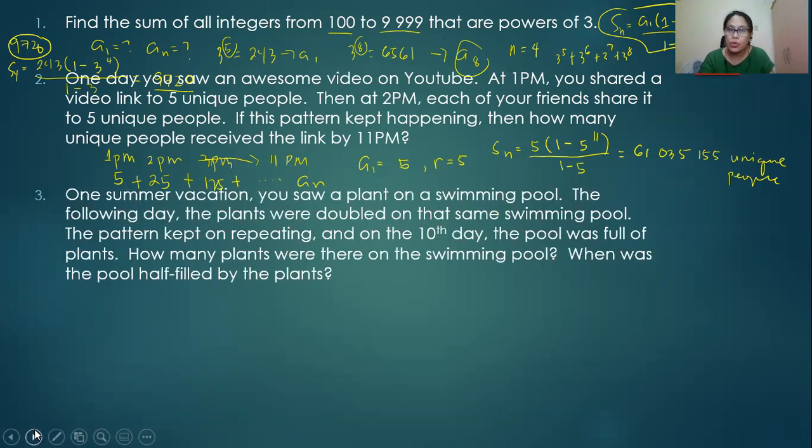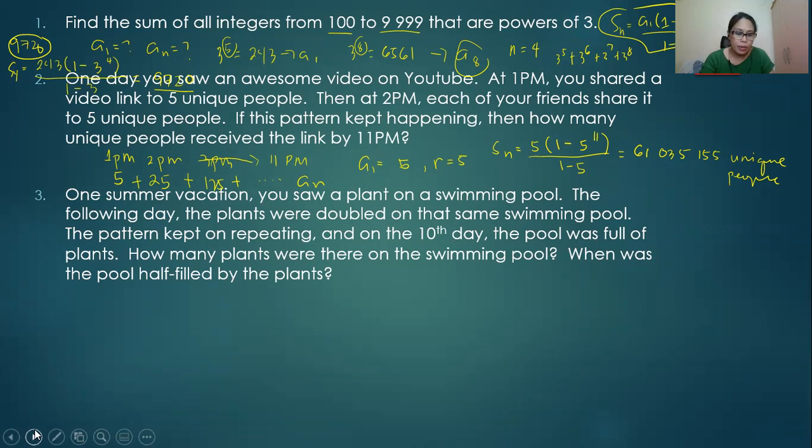One summer vacation, you saw a plant in a swimming pool. The following day, the plants were doubled in that same swimming pool. The pattern kept on repeating, and on the 10th day, the pool was full of plants. How many plants were there in the swimming pool? When was the pool half filled by the plants? Okay, so the first question is how many plants were there in the swimming pool? It's on the 10th day that the pool was full of plants.